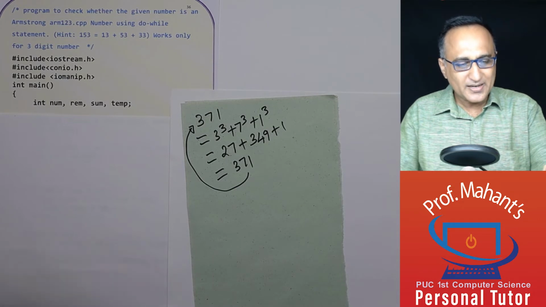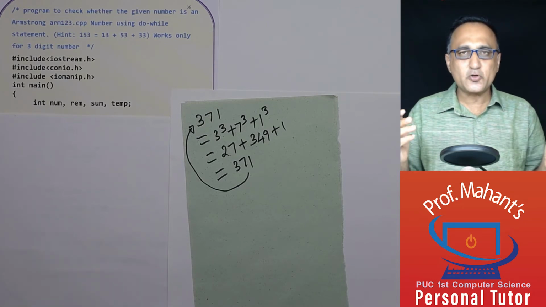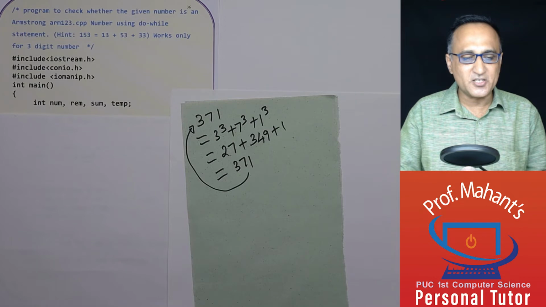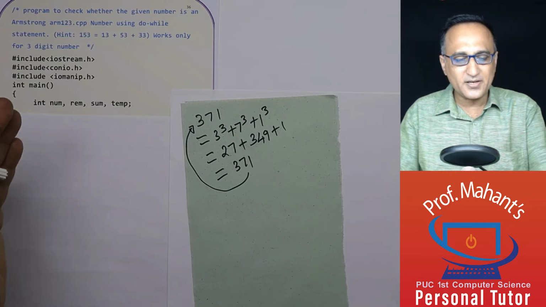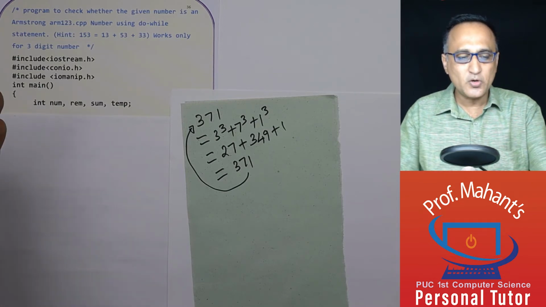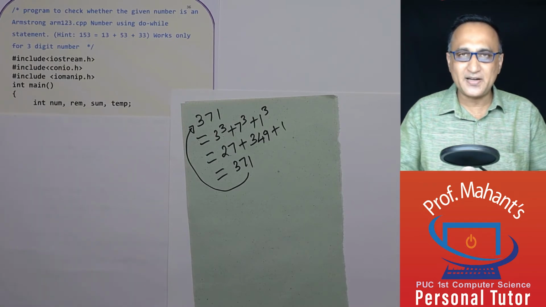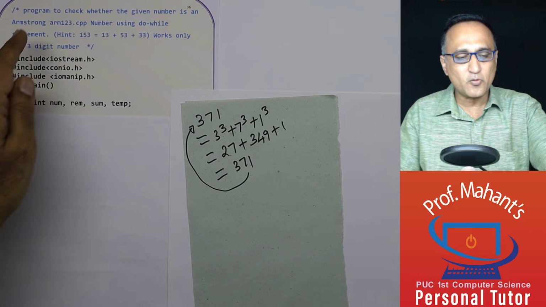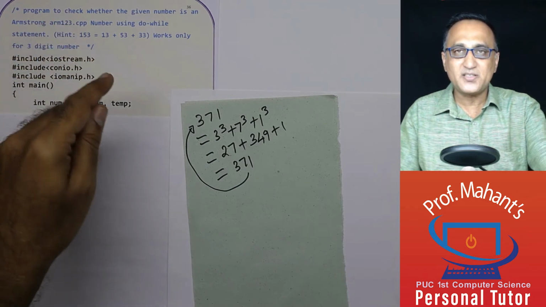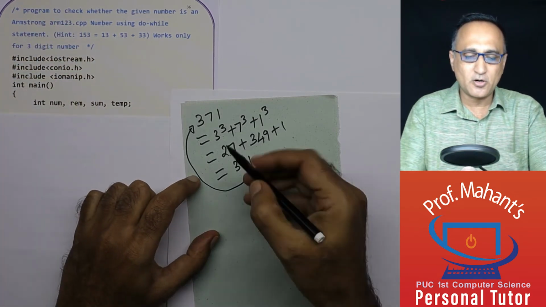Although it's not very correctly done in your book, any number can be an Armstrong number, not necessarily a 3-digit. But they have only done it for a 3-digit number, so I'm only showing you an Armstrong number for 3-digit. It could be a 4-digit Armstrong number, 5-digit Armstrong number, and so on, but we are only checking whether a given 3-digit number is an Armstrong number or not.